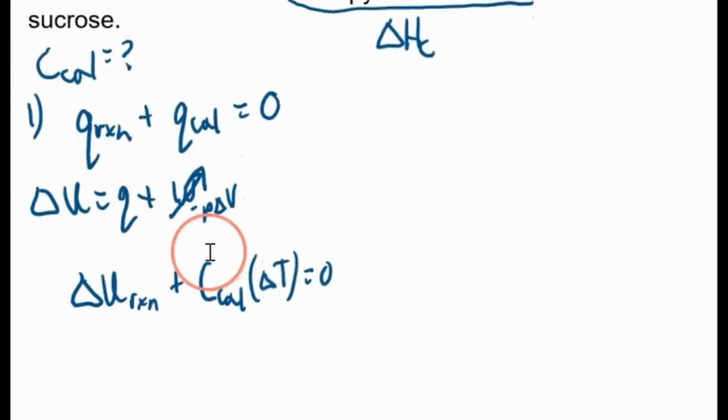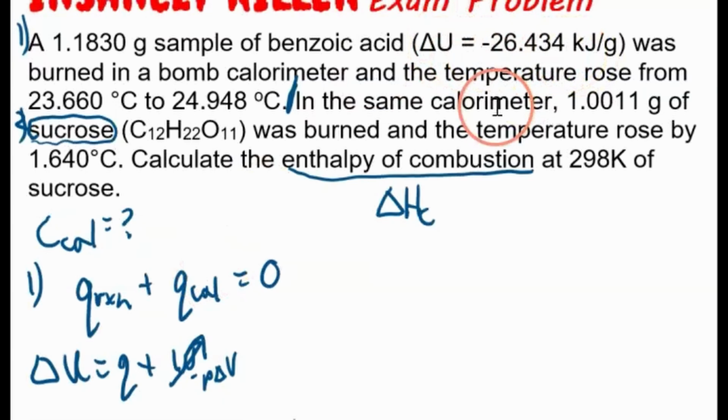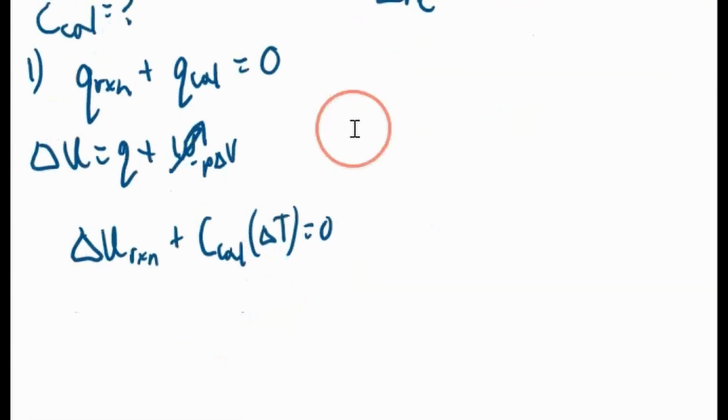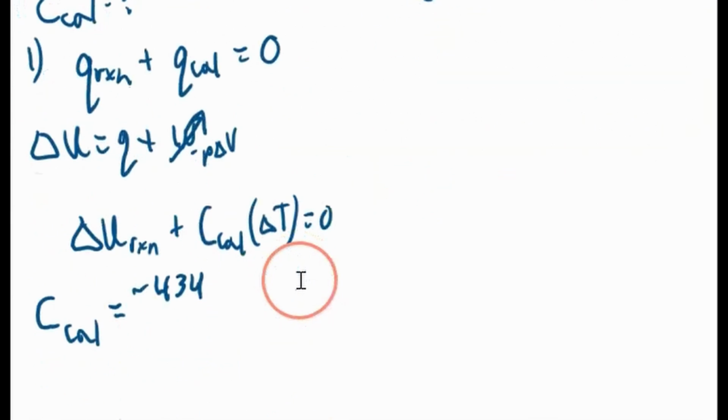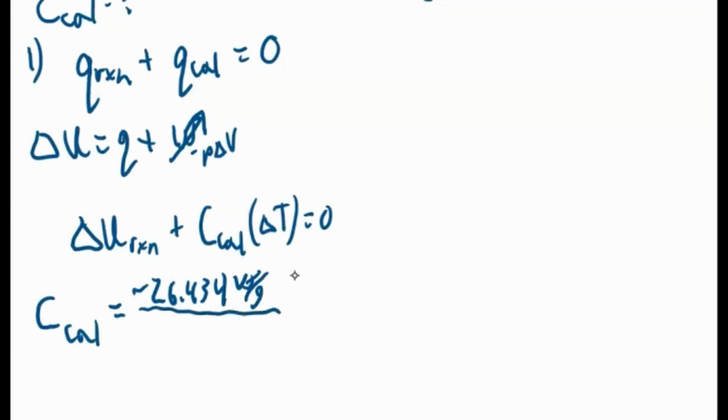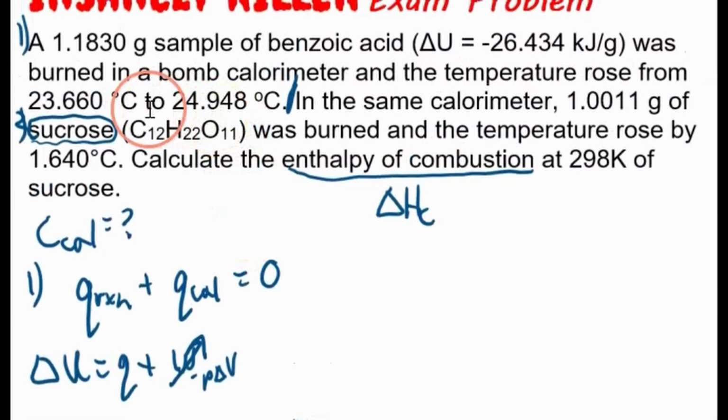Okay, so now we can find it. Because we have this change in the internal energy of the reaction, that's right here, negative 26.434 kilojoules per gram. But I'm going to solve for Ccal first. Actually, I'll do 2 steps at once if that's okay. I'm going to transpose this term to the other side to make it negative. So this would be negative 26.434 kilojoules per gram. And then we're going to divide it by the change in the temperature.